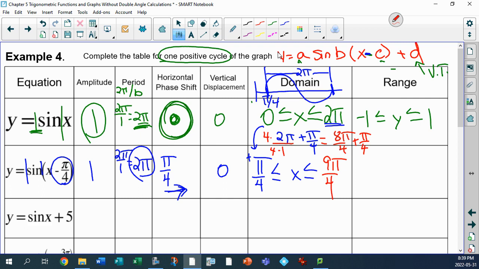That's it. That's all I did. All you have to do is add the period to it. And then you've got your entire domain for one complete cycle.